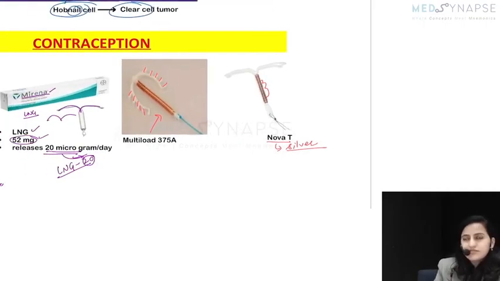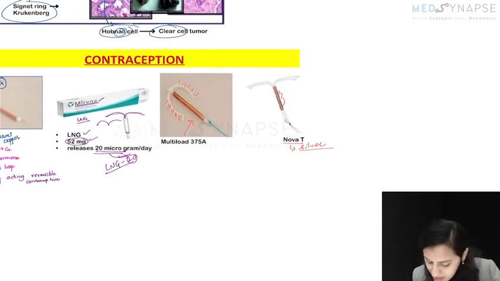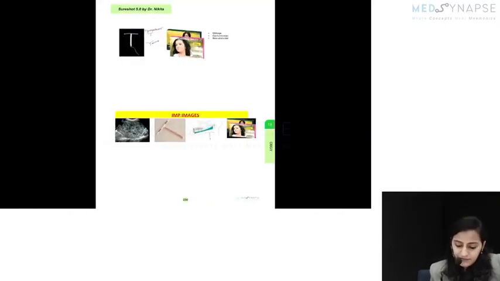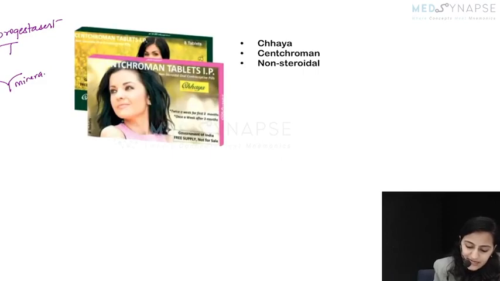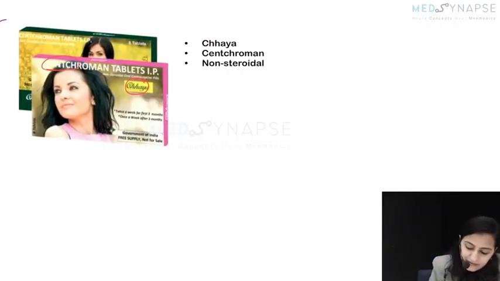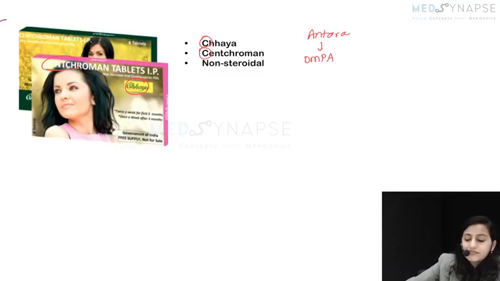So Nova T versus Copper T 380A. 380A will have the आर्म्स में कॉपर, मल्टी लोड में ऐसे मल्टीपल होंगे, और नोवा टी में you will not see here in the arms, right? So this is Nova T, which contains copper and silver. This is centchroman tablets. Chhaya, C for C, contains centchroman. Antara contains DMPA. So Antara is DMPA, Chhaya is centchroman.